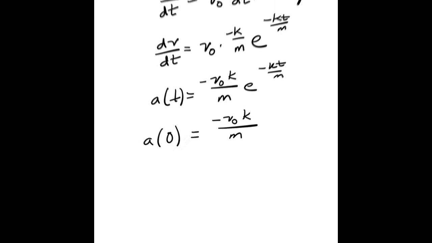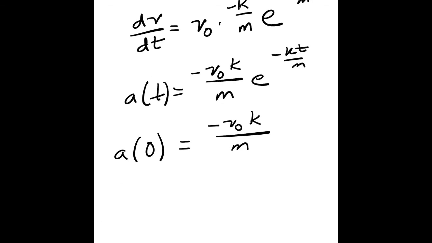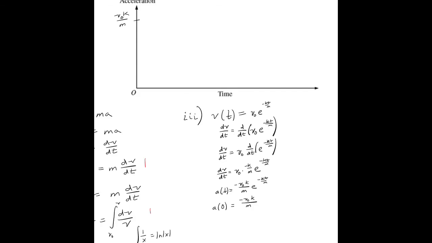Now, as t goes to infinity, this thing is going to get closer and closer to 0. So our asymptote is going to be at 0, which means that our expression is going to look something like this. And then we want to note that asymptote. So this is going to be an asymptote at 0.